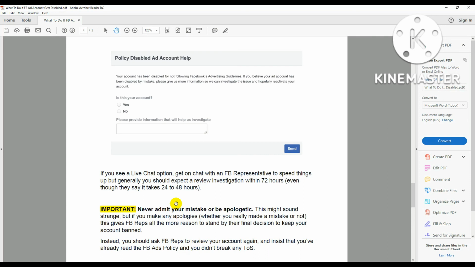So I hope this helps, and have fun marketing on Facebook. It's still very profitable, and it's still the best social media platform for advertising on this planet.